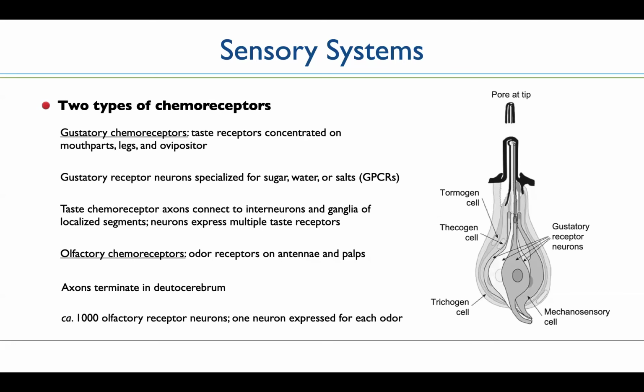And so again, we talked about the three different parts of the insect brain: the protocerebrum, the deuterocerebrum, and the tritocerebrum. With olfactory receptors, the axons tend to terminate in the deuterocerebrum. There can be over 1,000 olfactory receptor neurons, and each one of those neurons is expressed for one specific odor. Okay.